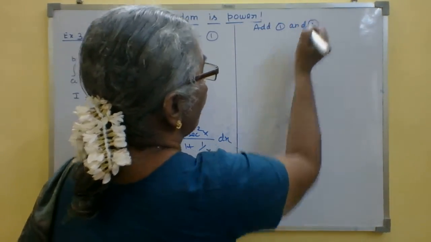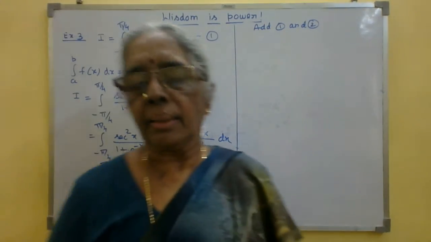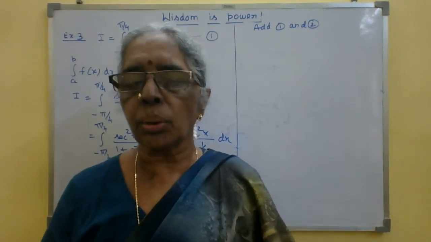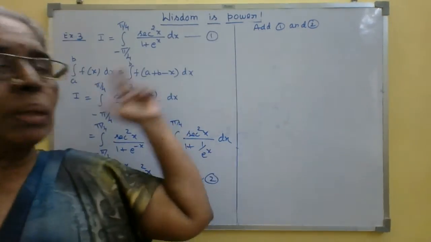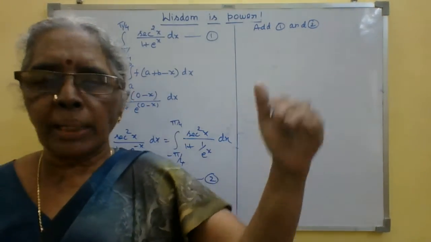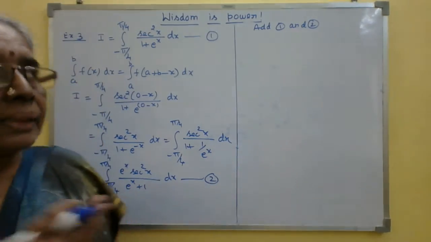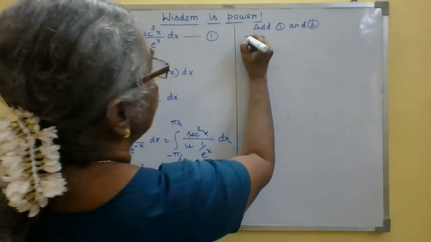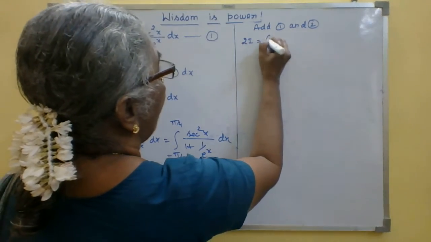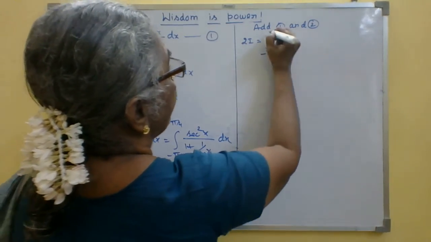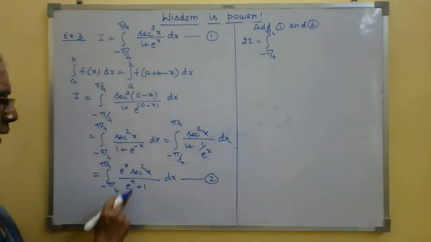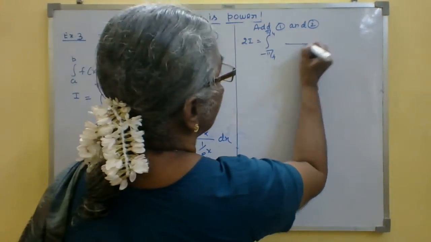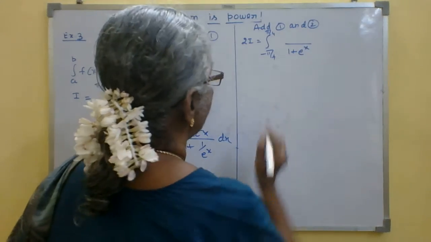Whenever you use the property that integral 0 to a f of x dx is equal to integral 0 to a f of a minus x, or this a plus b minus x property, you will put 1, 2 and in most of the sums you will be adding that 1 and 2. So the left hand side will now become 2I and to the right hand side we will be getting, let us check the denominator first, 1 plus e power x, here e power x plus 1, both are same. So let me write 1 plus e power x.